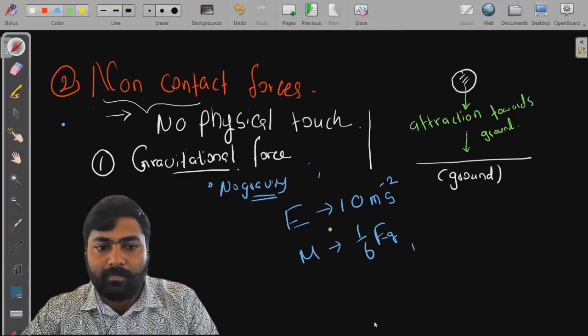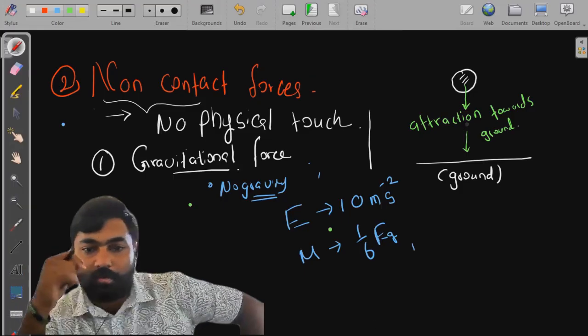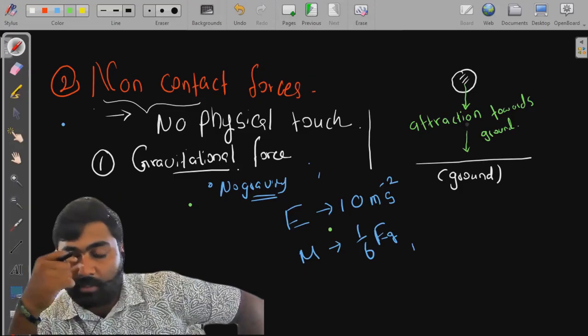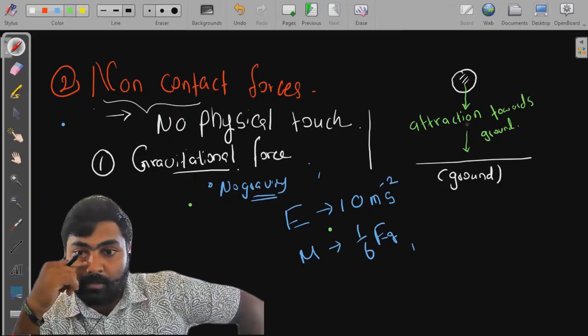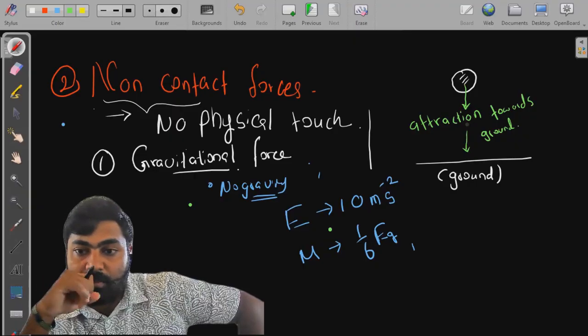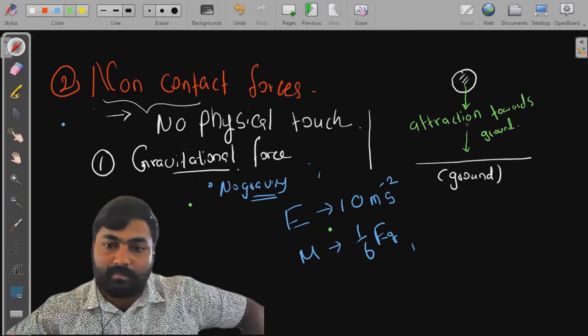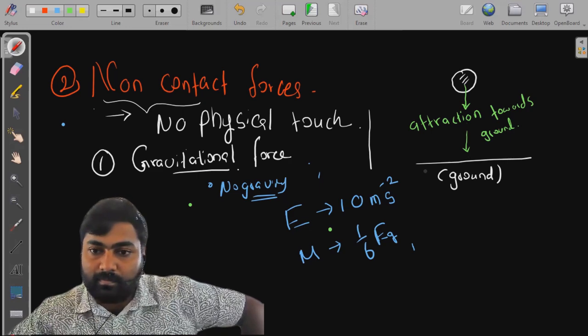And the next point, there is no gravitational force in space.